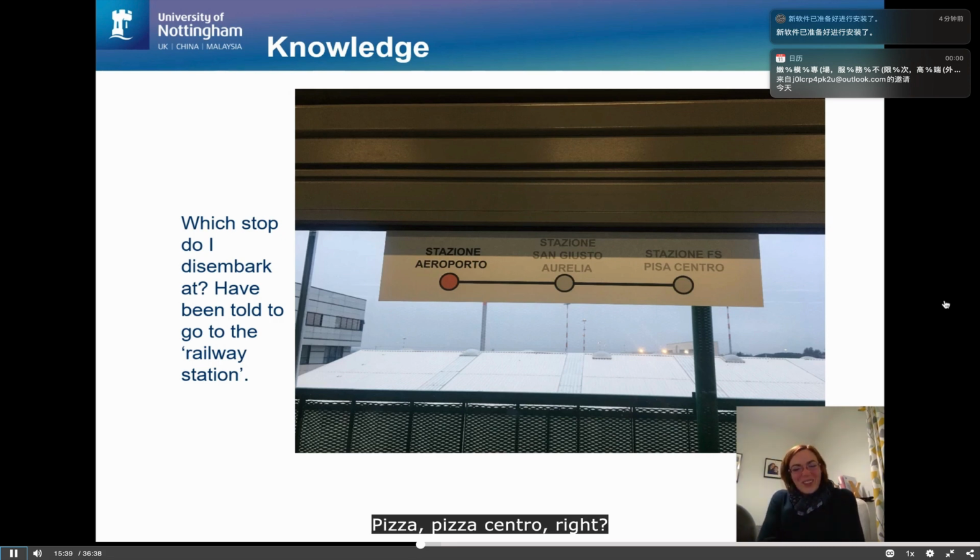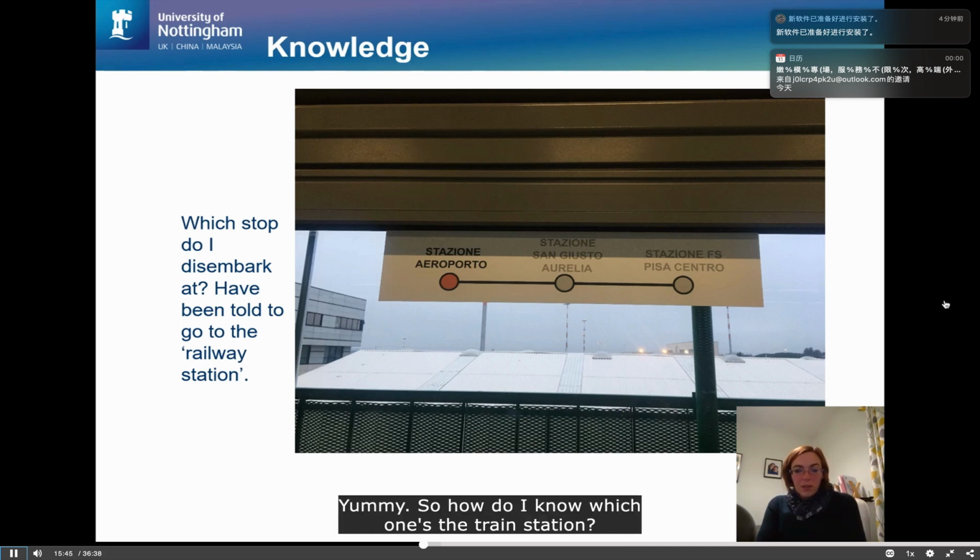Right, I've just noticed a problem. There's two that are called Stazione. In fact, they're all called Stazione. So how do I know which one's the train station? Right, I actually didn't panic too much here. I was pretty sure that where I needed to go was Pisa Centro.